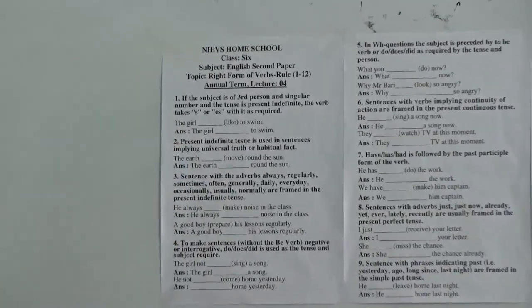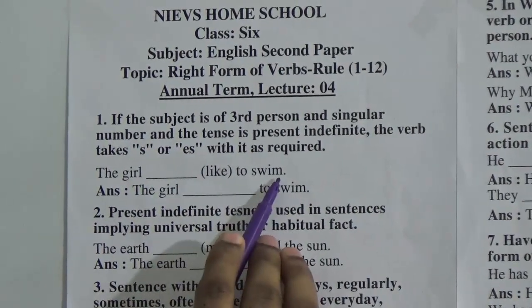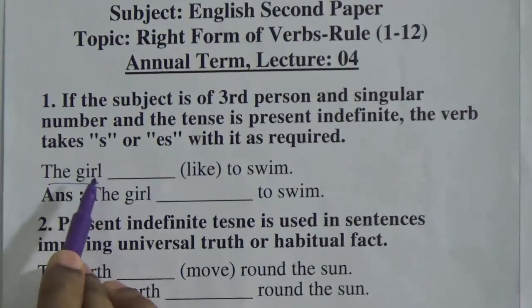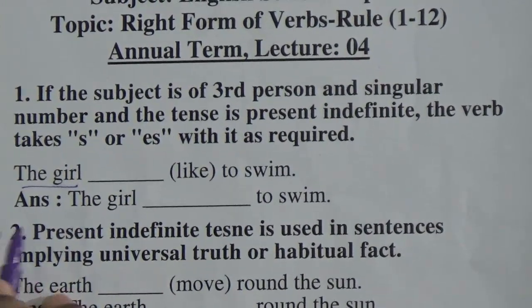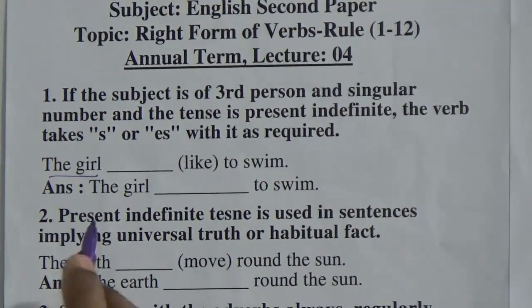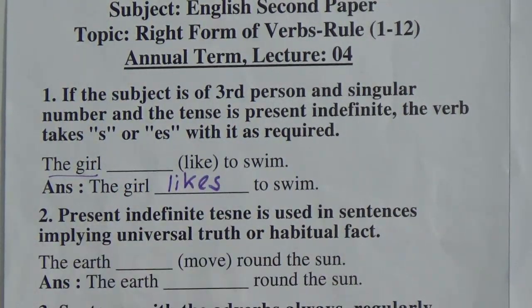So look at the sentence. The girl liked to swim. So the subject is third person, which number? Singular number. Why singular number? The girl. How many girls? One girl. That's why we will add s or es after the verb. So we will add only s after the verb. The girl likes to swim.